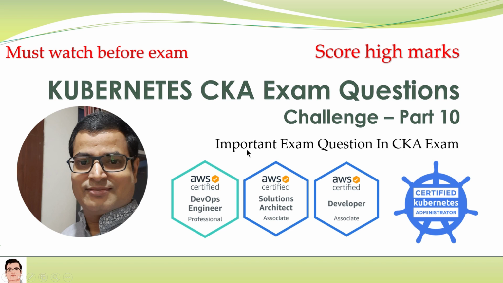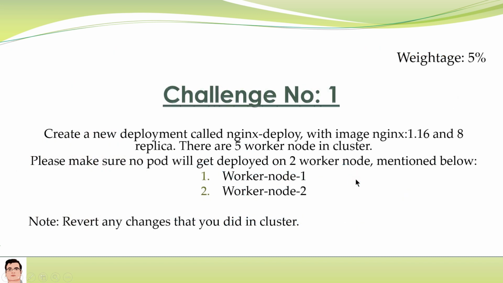So now I am moving to the first question of this challenge set. This is challenge number 1. It has a weightage of 5. In this, you have to create a deployment called nginx deploy. This is the name of the deployment, and you have to use the image nginx with tag 1.16, and you have to create 8 replicas.